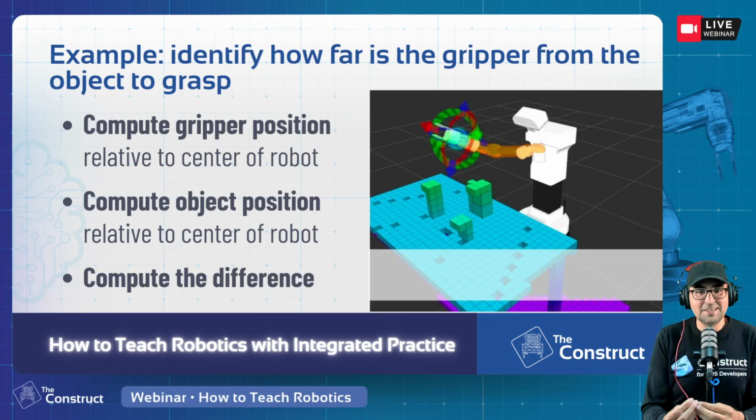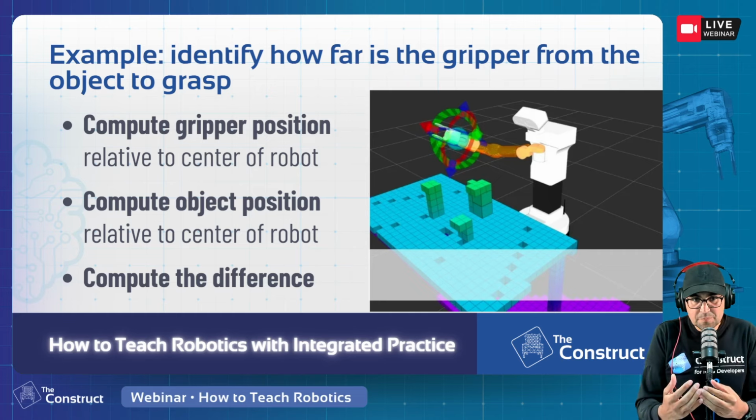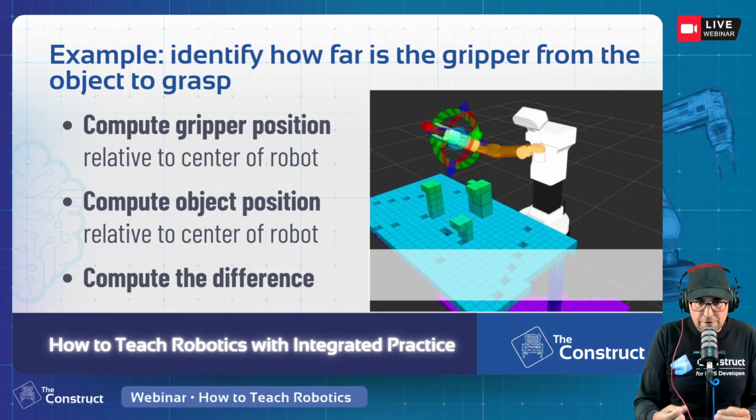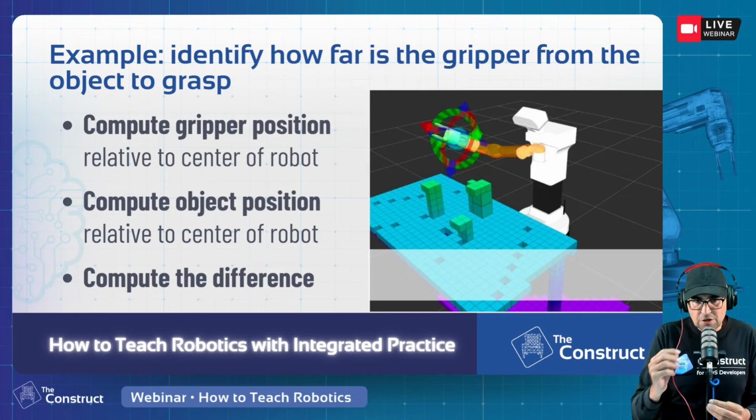Because it's very intuitive. Then for that, you can tell them, okay, let me give you some hints about how to compute this. First, compute the gripper position relative to the center of the robot. Then compute the object position relative to the center of the robot, and then you just compute the difference. And that's also intuitive for the student.